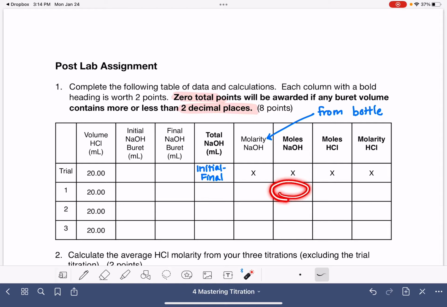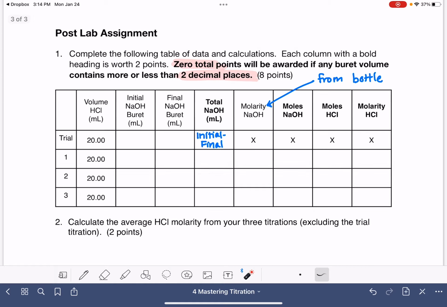Then you're going to calculate the moles of NaOH, the moles of HCl, and the molarity of HCl from that data. To help you with those calculations, I'm going to put some random numbers in here. Let's say that our initial volume was 1 and our final volume was 15.5. That would mean that our total volume that we used was 14.5. And let's say that the molarity of the solution was 0.179.